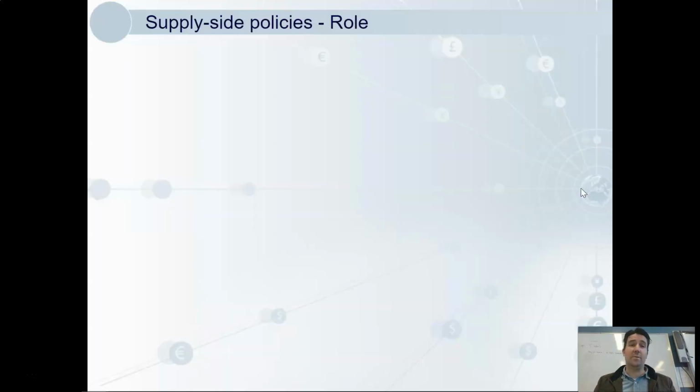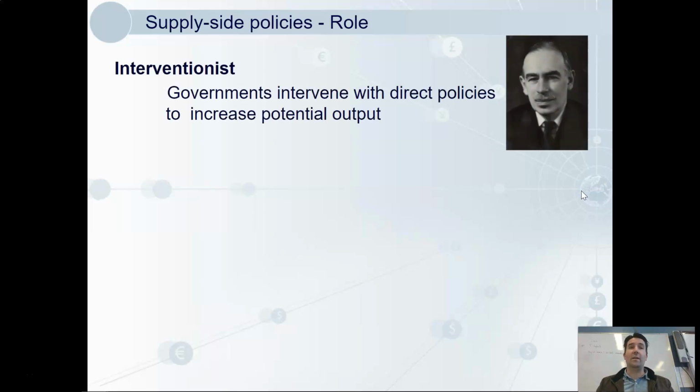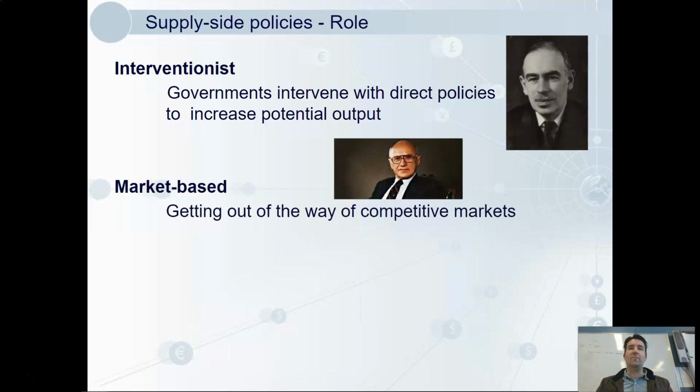Okay, there are two types of supply-side policies that we look at. Interventionist, where governments intervene with direct policies to increase potential output, and market-based, where the government enacts policies to lessen its influence on the economy and let competitive markets do their thing.